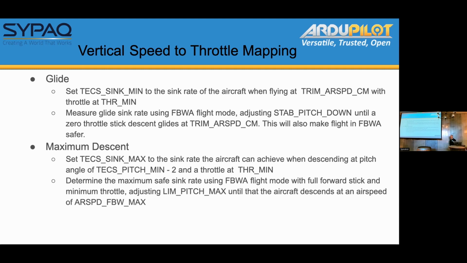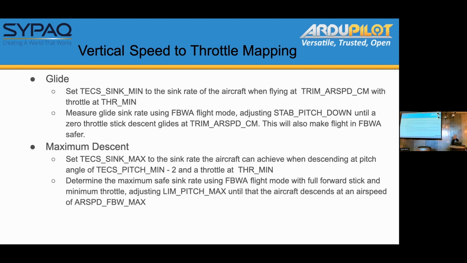My preferred method for doing this test is fly-by-wire A, and then I adjust the parameter called stab pitch down, and that's the parameter that lowers the nose when you reduce the throttle below the trim value or cruise value. First of all, it's a good thing to do anyway, so that if you do have to fly on fly-by-wire A and you lower the throttle, you don't have the aircraft trying to maintain a pitch angle, losing airspeed and stalling. And secondly, it's a nice way to do the flight test, because you progressively increase stab pitch down until the aircraft's gliding at the trim airspeed.